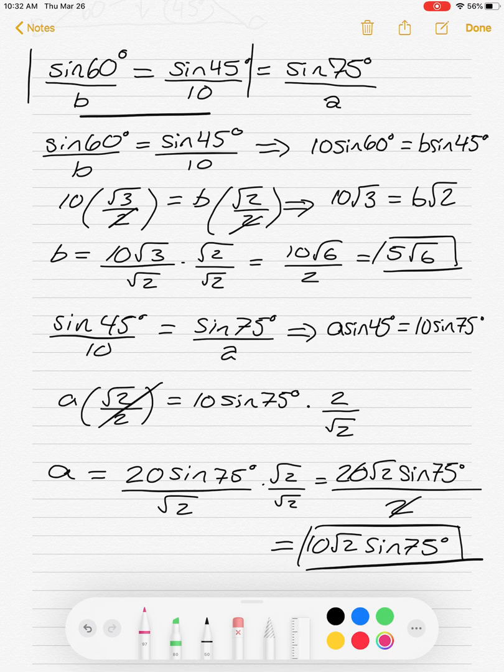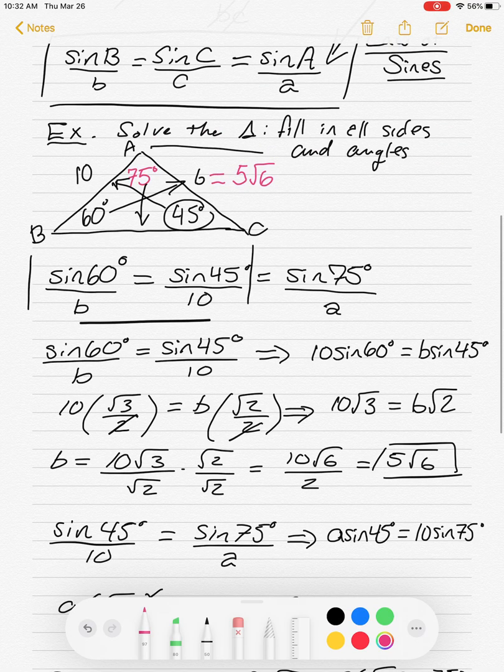We go back and put that one up on the triangle for side A. It's this one. A is 10 root 2 sine 75 degrees. So now I filled in that complete triangle.